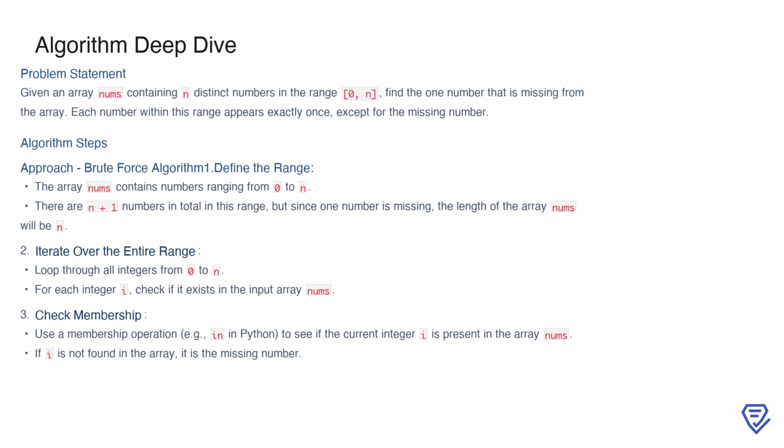To solve the missing number problem, we start by understanding the input and the task. The array nums contains n distinct numbers drawn from the range [0, n]. However, one number in this range is missing, and our goal is to identify that number. A straightforward approach is the brute force algorithm. First, we define the range of numbers, which includes all integers from 0 to n. While the range has n plus 1 numbers, the array nums only holds n elements because one number is missing.